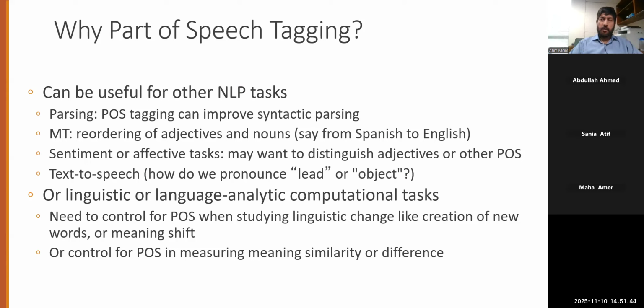So in machine translation also, POS tagging is important because different languages have different orderings of POS. Okay? I don't have specific examples, but if you compare Urdu and English, the verb usually comes after the noun in Urdu, but in English it comes before the noun. Okay? So to handle this kind of thing in a better way, you need to know the POS tags. So machine translation.